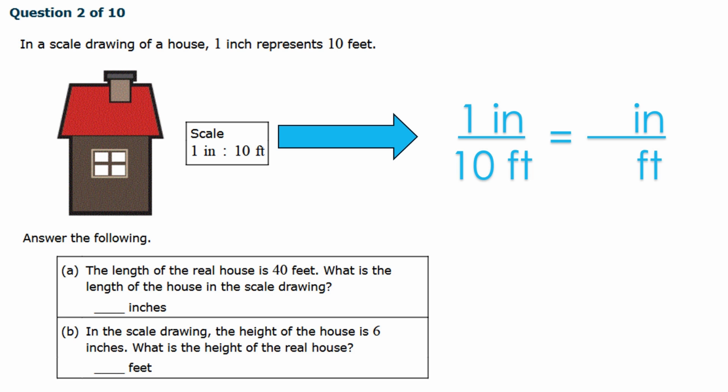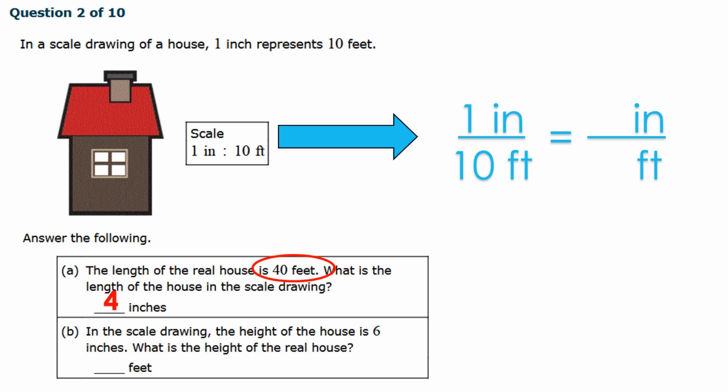The length of the real house is 40 feet. What is the length of the house in the scale drawing? Well, since 40 is the real house length, we're going to put it on the bottom where the feet are. And of course the piece we're looking for is the scale length. So we'll multiply diagonally and then divide by the number we have left. So 40 times 1 divided by 10 is going to be 4. That means that the length of the scale drawing of the house is 4 inches.